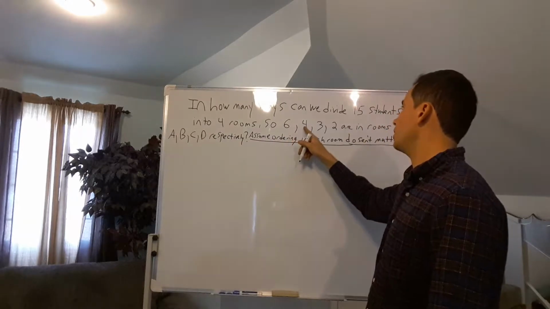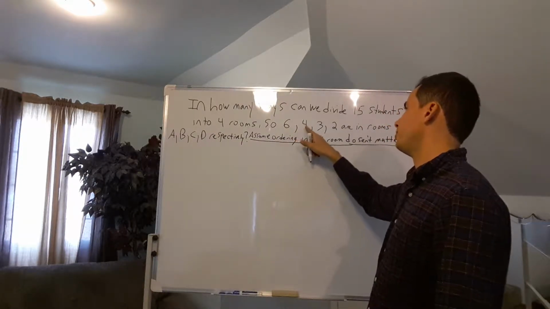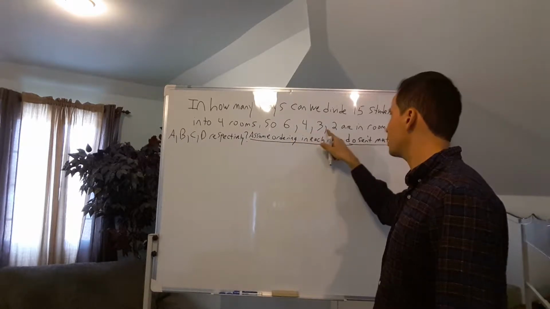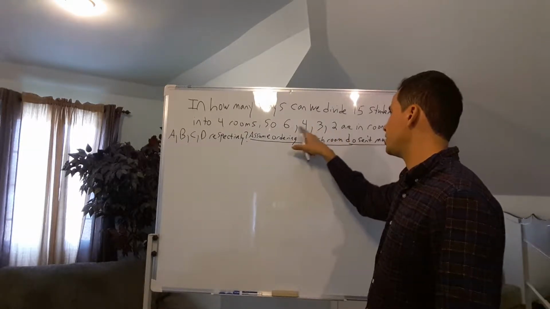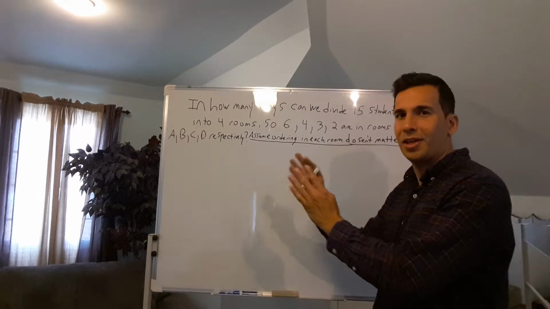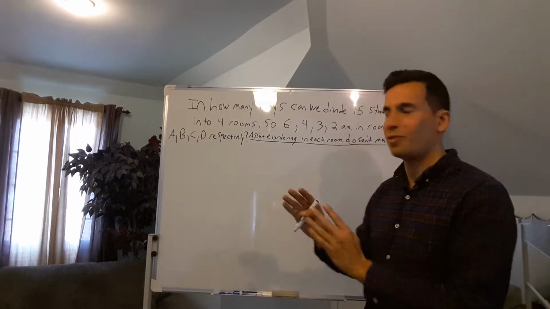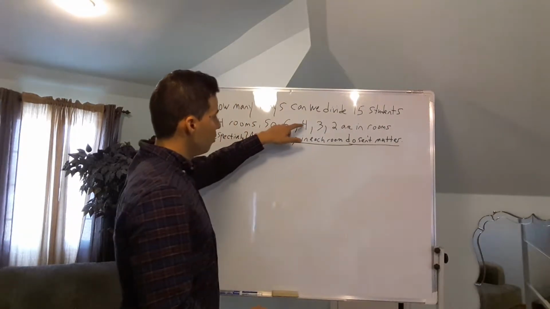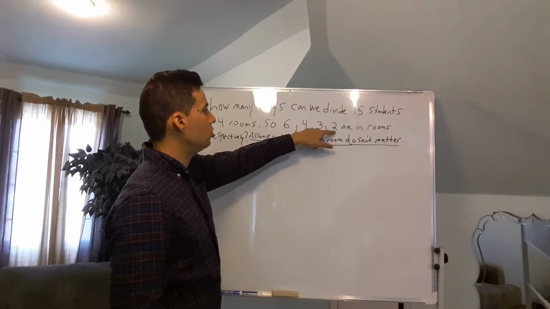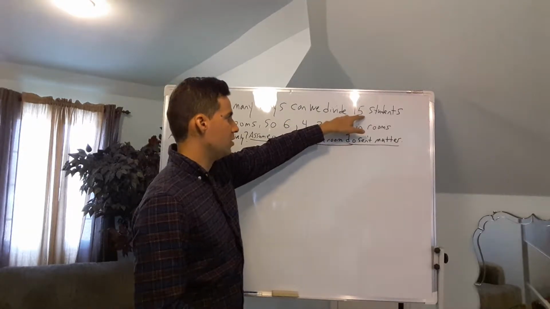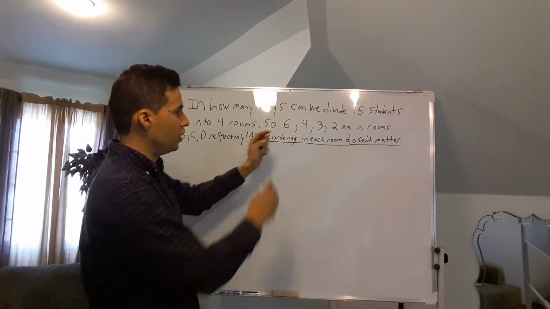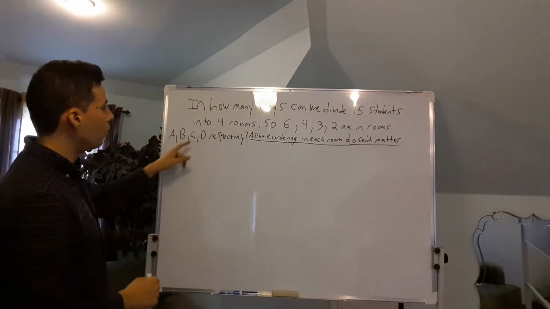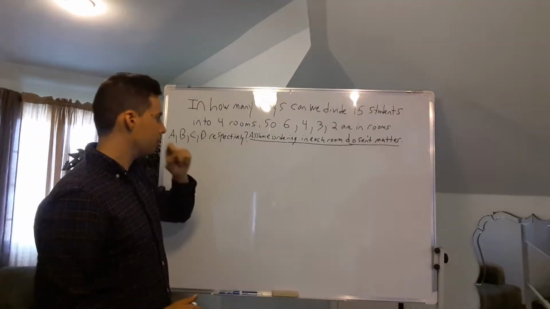Now these 6 students are different from these 4 students, and these 3 students are different from these students. These 2 students are different from these. These are all different students. So we're not putting the same student in 2 different rooms. So these are separate students. Now these 6 plus 4 plus 3 plus 2 add up to the 15. So we're just breaking apart the 15 students and putting a bunch of them in different rooms. So we want to know how many ways we can do that.